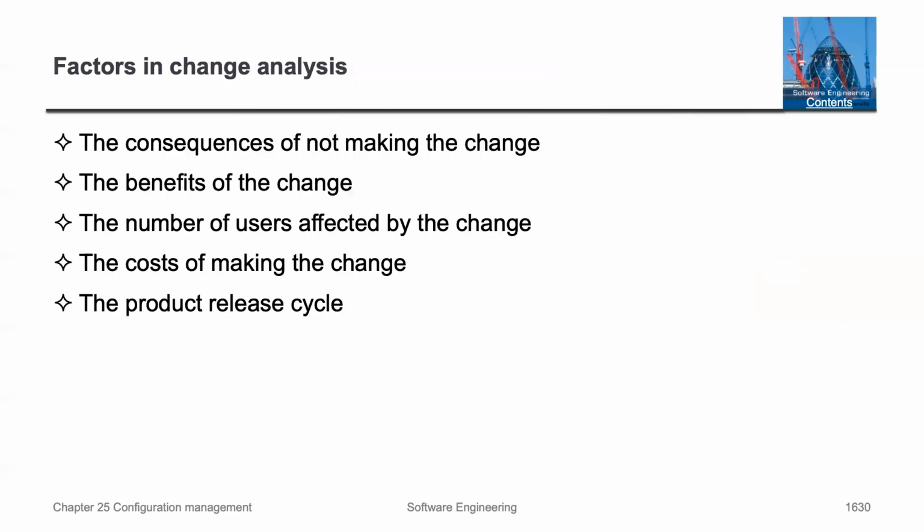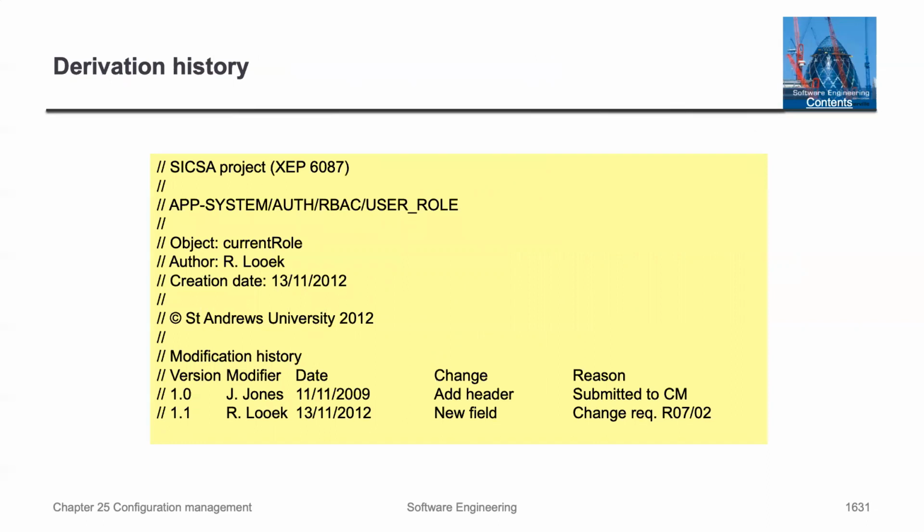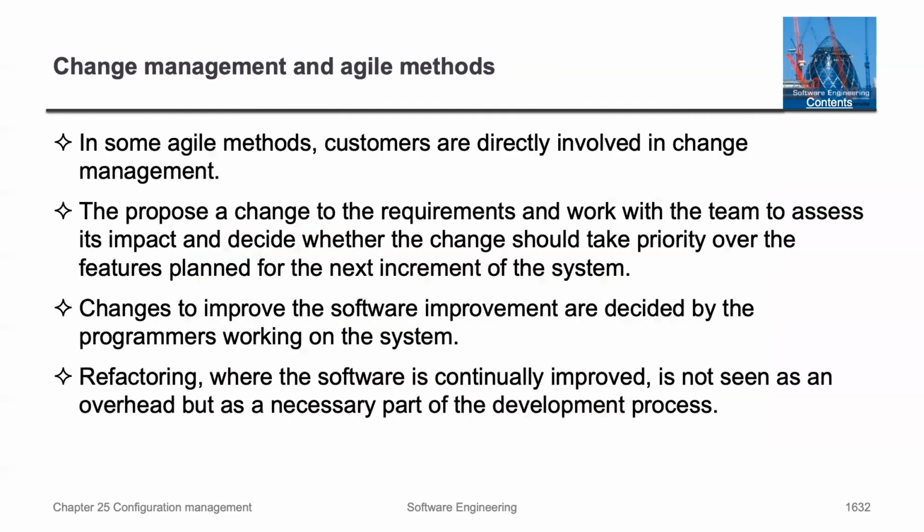What are the factors in change analysis? The consequences of not making the change, the benefits of the change, the number of users affected by the change, the cost of making the change, and the product release cycle. Here is an illustration of the derivation history, where you could see what is in that particular version.